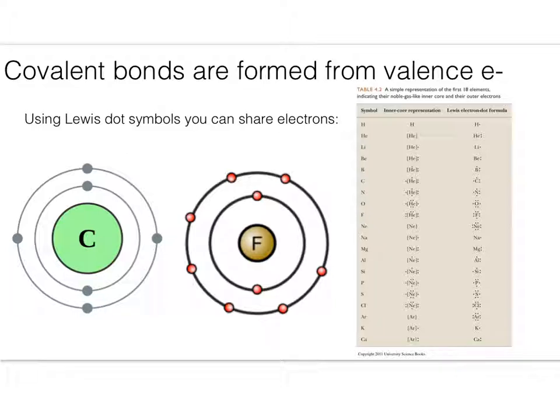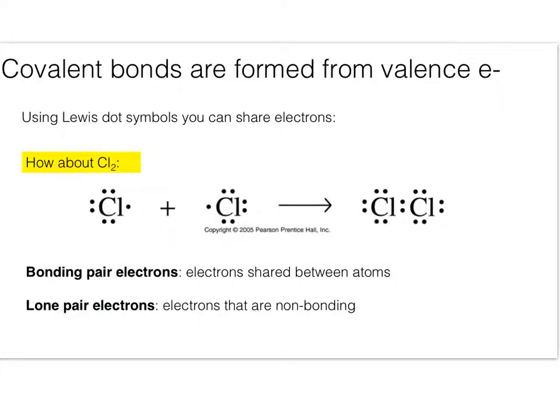And so if we have carbon here, carbon's first shell is full, first orbit is full, energy level is full, but its second one is not. And so carbon has these 4 valence electrons that it can bond with, and if we look at fluorine, fluorine also has its first energy level that's full, but it has 7 electrons in its valence.